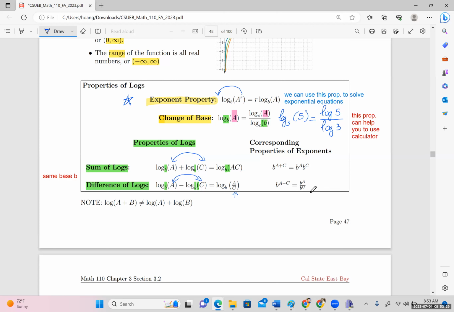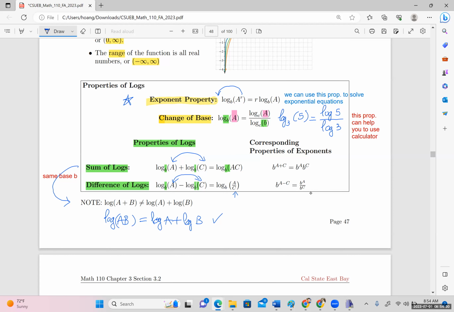There is a very common mistake that students make with logs: log base B of A plus B will equal log base B of A plus B. This is a wrong statement, because as you see, log base B of A times B can be written as log base B of A plus log base B of B. That should be okay if you write it like that, because we are extending, not combining.